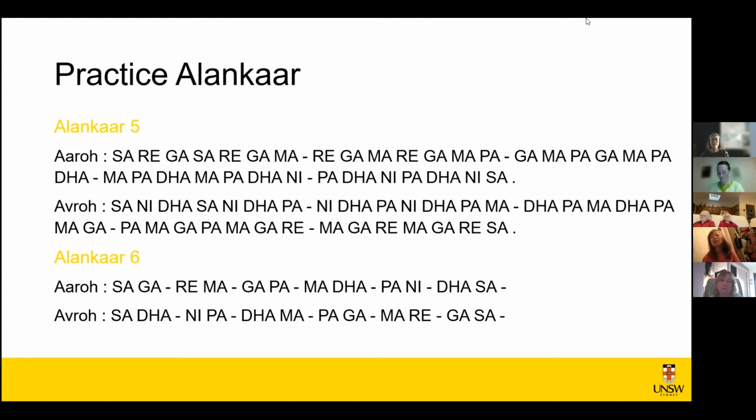So the pattern over here is sa re ga, sa re ga, sa re ga ma. So you go to the third note and then again go back to the first note and sing until four notes. That's the kind of pattern that we are following here.